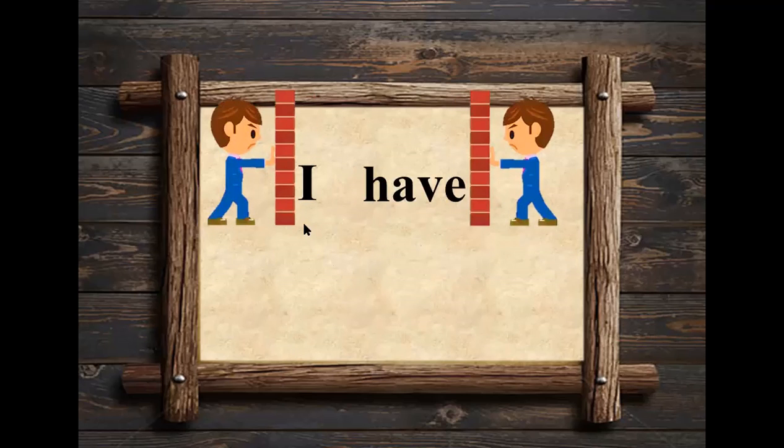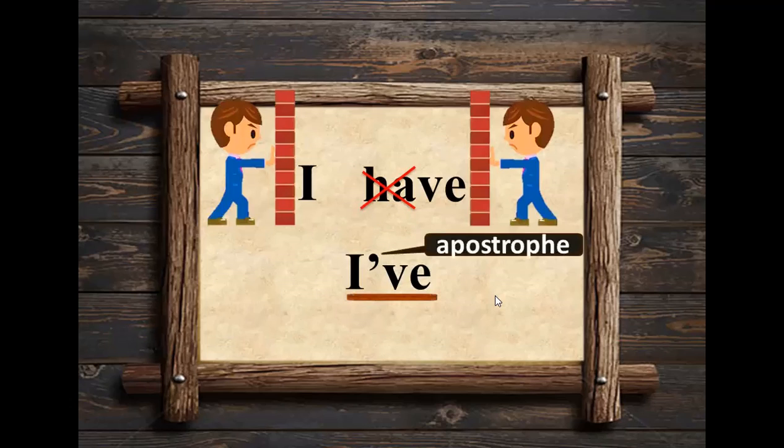Here is your next example, children. The two words given here are I have. Now, these two words can be contracted by removing the letters H and A. And the result is the word I've. And the place of the letters H and A is taken up by an apostrophe.